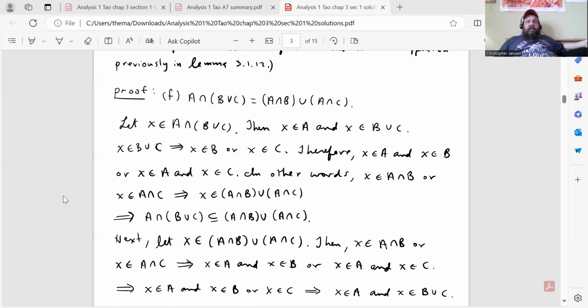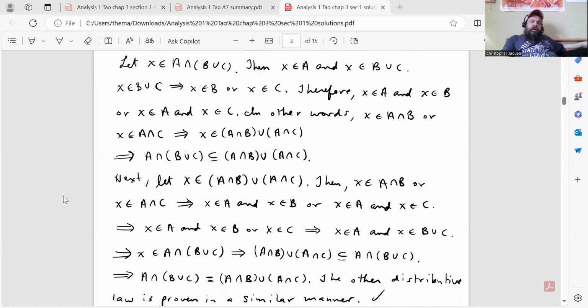In other words, x is an element of the intersection of A and B, or x is an element of the intersection of A with C. And that implies that x is an element of (A intersect B) union (A intersect C). And then you could show the other direction as well. So that implies this subset relation here.